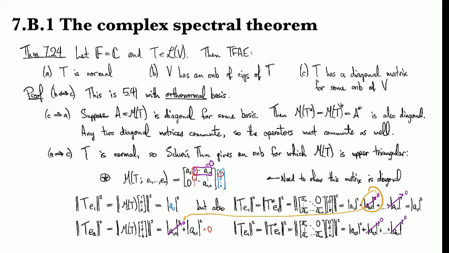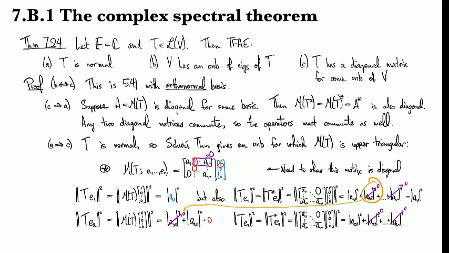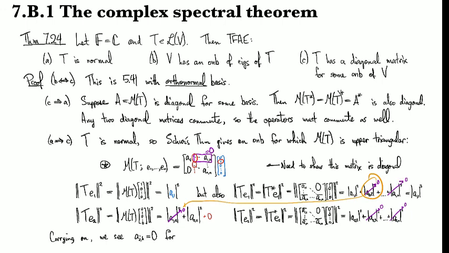And so carrying on in this fashion, we see that a_jk is equal to 0, I can ditch the absolute values, for k bigger than j. So it's diagonal.